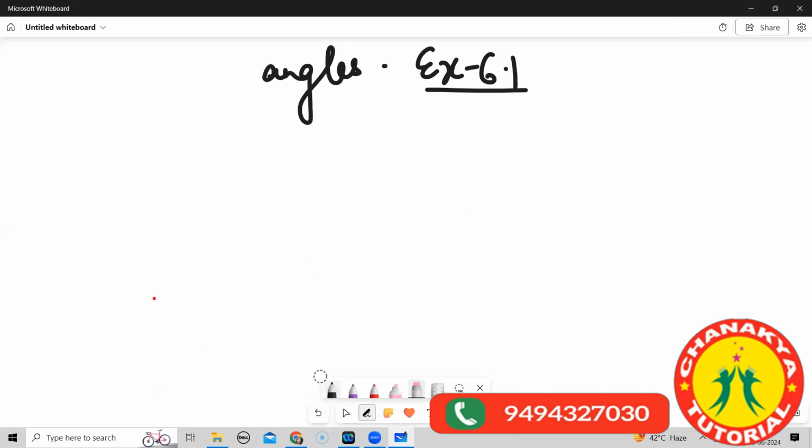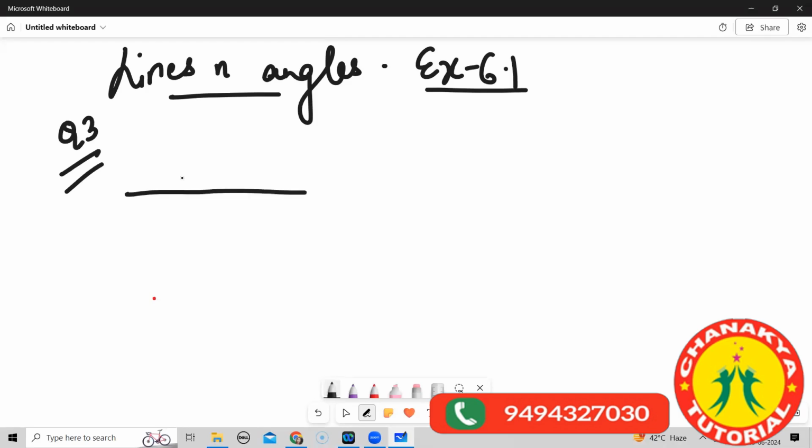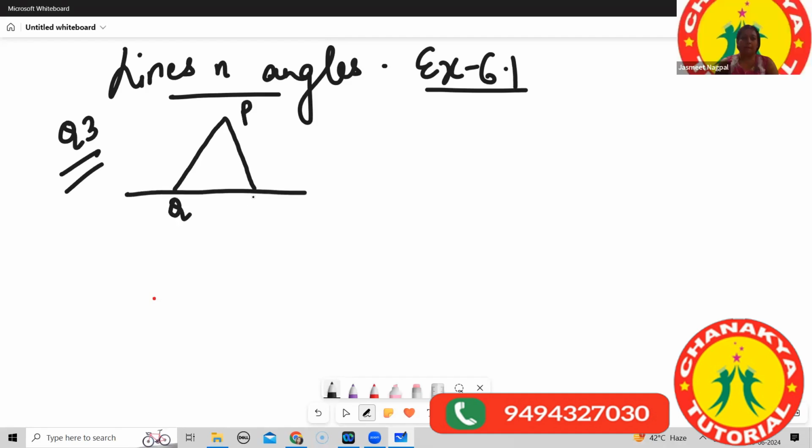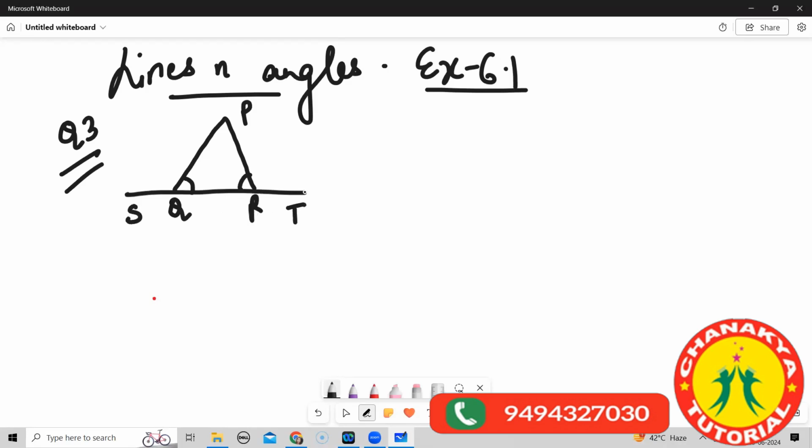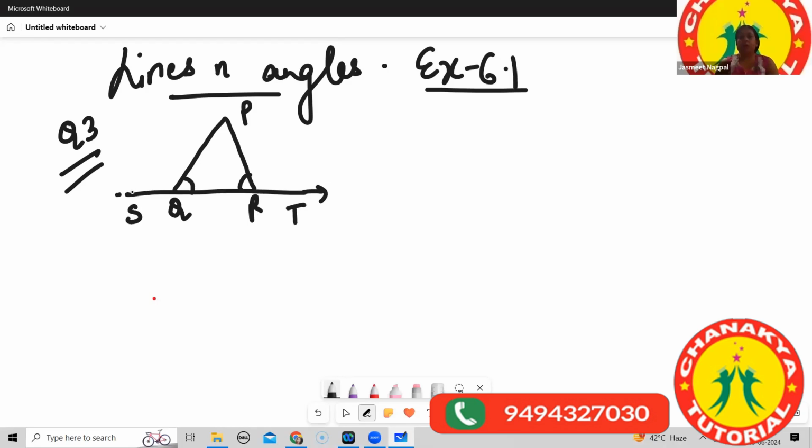In figure 6.15, angle PQR equals angle PRQ. Then prove that angle PQS equals angle PRT. Now this is your figure. Open your videos, all. Now in this question, ST is a straight line.